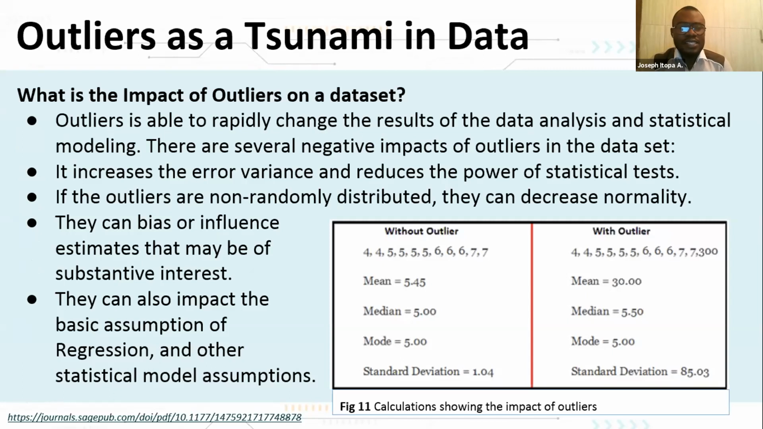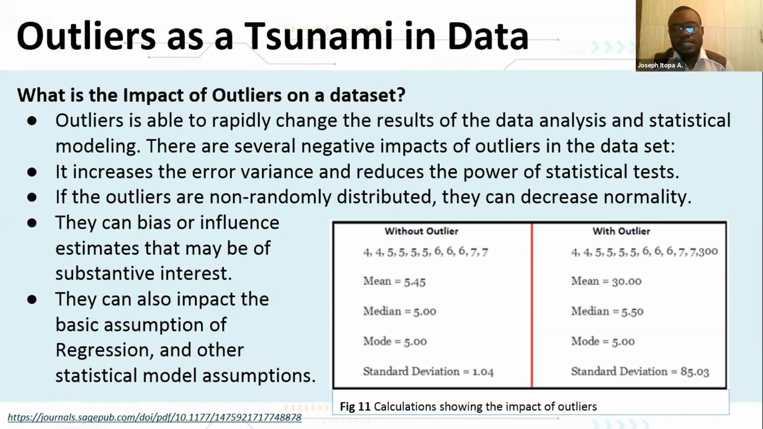The impact of outliers cannot be overemphasized. Outliers are able to rapidly change the result of data analysis and modeling. They increase the error variance and reduce the power of statistical analysis. If the outliers are non-randomly distributed, they can decrease the normality of the data. They can bias or influence estimates that can be of substantive interest.